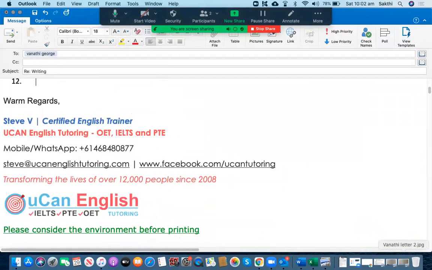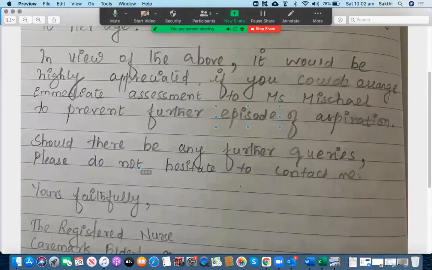All right, let's go to the next one. Okay, and then this one I forgot to tell you. Is this a comma? Yes, sir. You should not write the comma, only if the sentence starts with the if. I mean, if you're reversing these two parts of the sentence, then you need to place a comma. I mean, in view of the above, comma, if you could arrange immediate assessment to Michael to prevent further episodes of aspiration, comma, it would be highly appreciated.